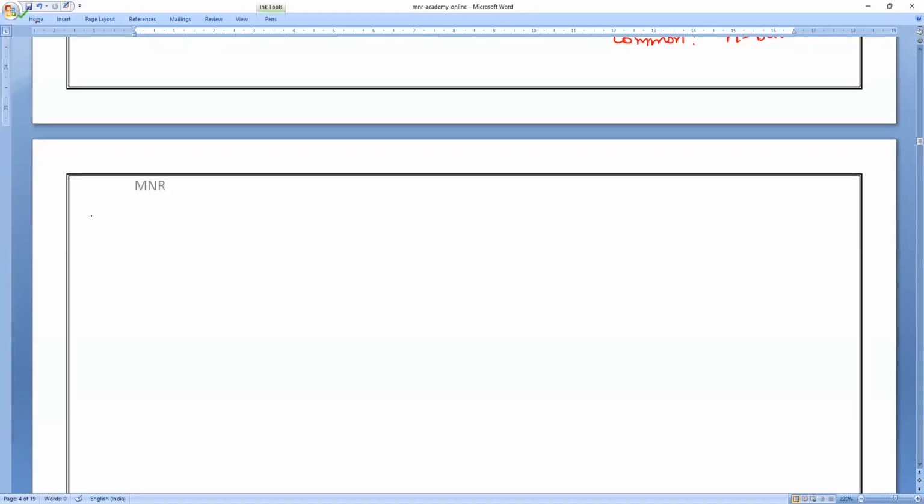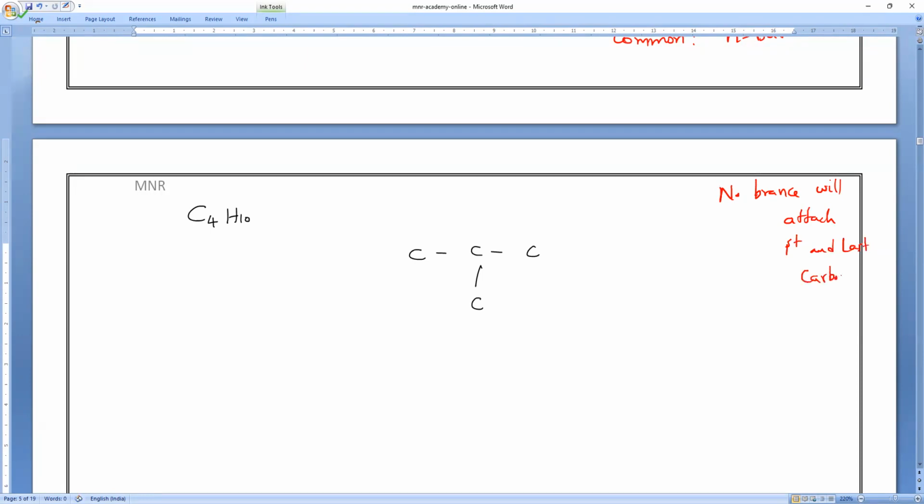So what is n equals 4? The formula remains the same. I will draw the branched chain structure. Remember, 3 carbons are in the main chain and 1 carbon is in the branch. No branch will attach to the first and last carbon. Note it, everybody. So, CCCC, 4 carbons. Now, this bond I am taking and attaching to the middle carbon, because only 3 carbons remain.